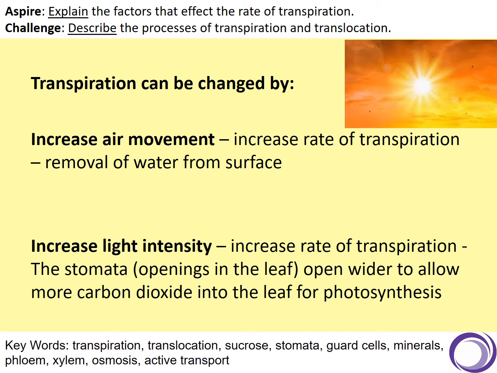The other one you might want to talk about is increased light intensity. So the plant senses that there's lots of light there. It then knows that there's going to be lots of carbon dioxide. There's lots of light there, so it wants to photosynthesize very quickly, and therefore it's going to let more carbon dioxide in. That opens the stomata and lets more water out.